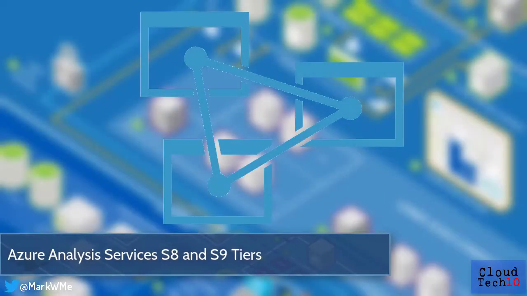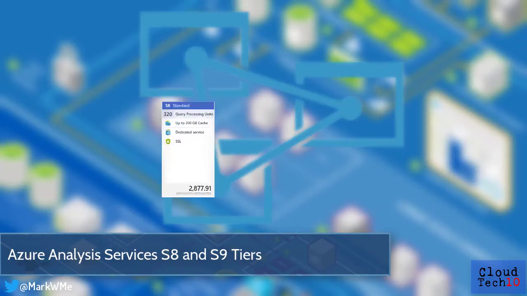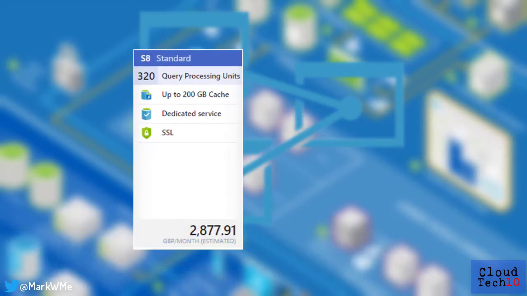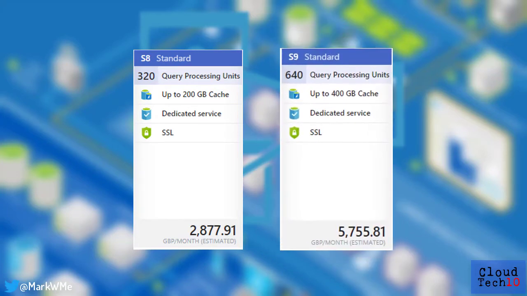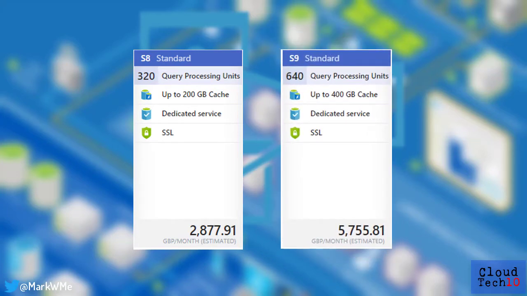I'm going to tell you all the latest news about Microsoft Azure from the past week in 10 minutes or less. Two new larger sizes have been added to Azure Analysis Services. The S8 size offers 200GB cache with 320 query processing units, whilst the S9 size offers 400GB cache with 640 query processing units. These new sizes are currently available in the East US 2 and West Europe regions.